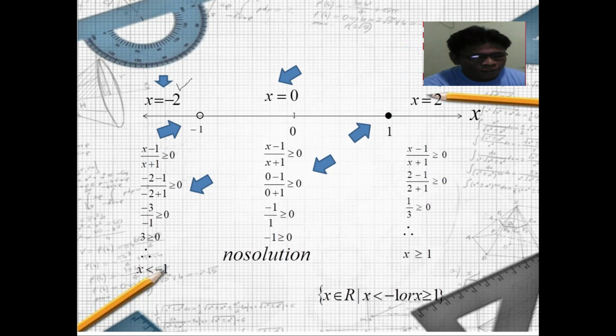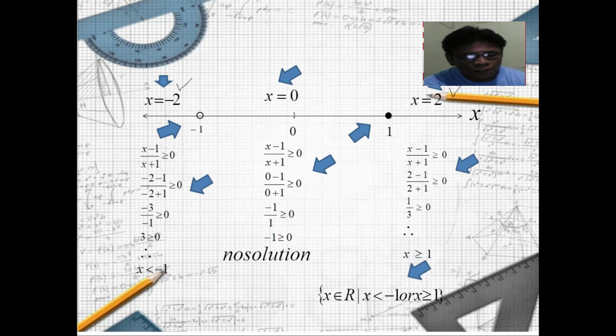Okay, so let us try the other part. So I will try x equals 2. You can try 3, 4, but for me I will try 2. So 2 minus 1 over 2 plus 1 greater than 0, and that is 1 over 3 greater than 0, and that is true. So meaning there is a solution in this part. So to write the solution in this part, x greater than or equal to 1. So I will mark a check, meaning that is a mark that there is a solution here.